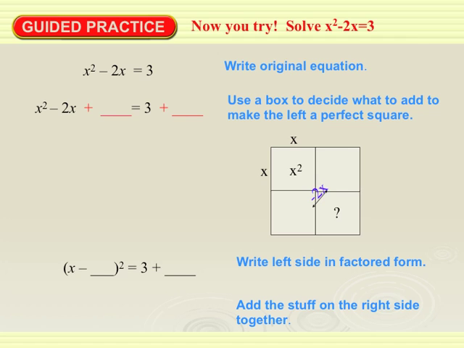Then you're going to add the stuff on the right-hand side together. And I'm not going to tell you what's supposed to go in these blanks, so you need to be doing that on your own. So you'll have x minus whatever you decided goes there, squared, equals some number that's on the right-hand side.